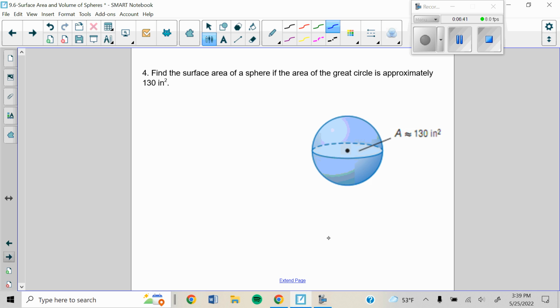All right. Find the surface area of the sphere if the area of the great circle is approximately 130 inches squared. Okay, so this time I'm targeting the area, and remember area of a circle. Some of us need to remember that more than others. Area of a circle is pi r squared. So I'm going to set 130 equal to pi r squared. So I need to divide by pi first.